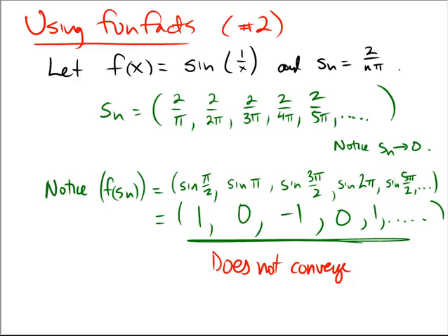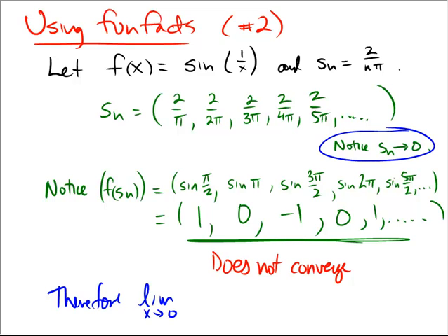So what do we get to conclude by fun fact number two? Therefore, the limit as x approaches zero, because notice that the sequence is going towards zero, of sine of 1 over x does not exist. And this is a formal proof of that limit not existing, because I found a subsequence that went towards zero. Sorry, not a subsequence, but an actual sequence that goes towards zero. But the functional sequence, the sequence of the function values from each term of the sequence, does not converge.